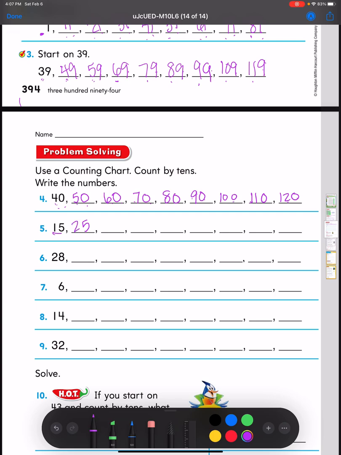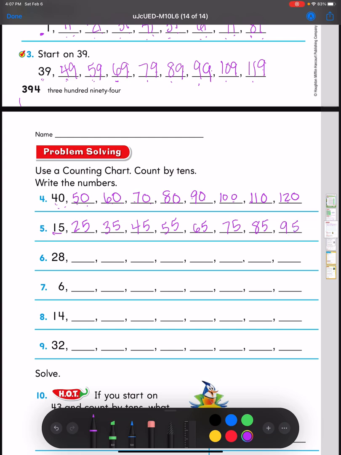1 goes to 2. 5 stays the same. 2 goes to 3. 5 stays the same. 3 goes to 4. 5 stays the same. 4 goes to 5. 5 stays the same. 5 goes to 6. 5 stays the same. 6 goes to 7. 5 stays the same. 7 goes to 8. 5 stays the same. 8 goes to 9.